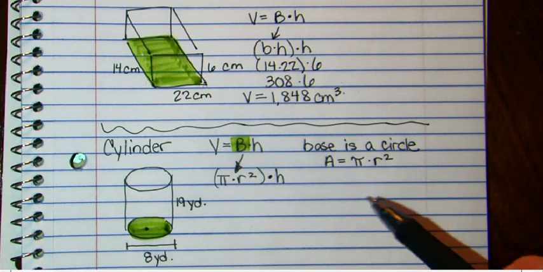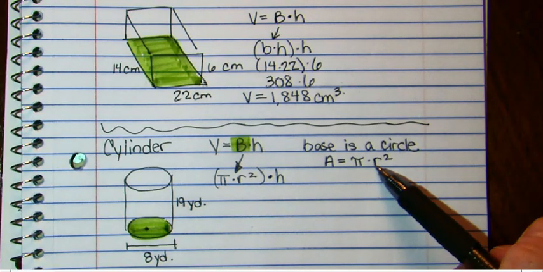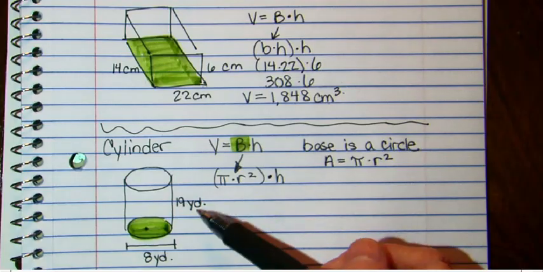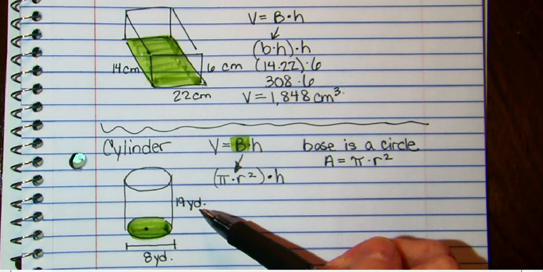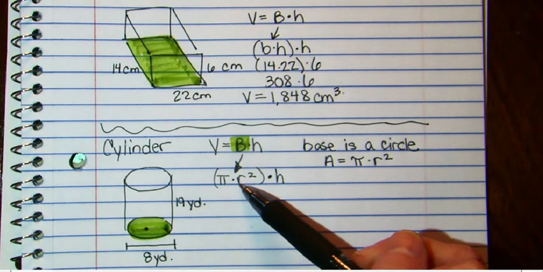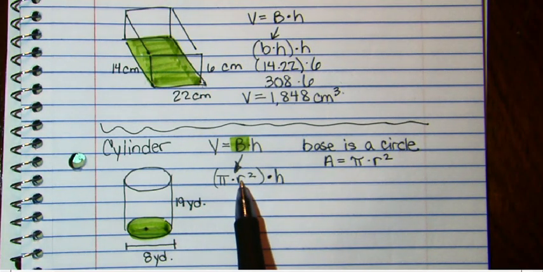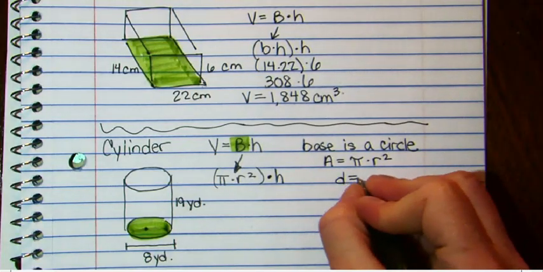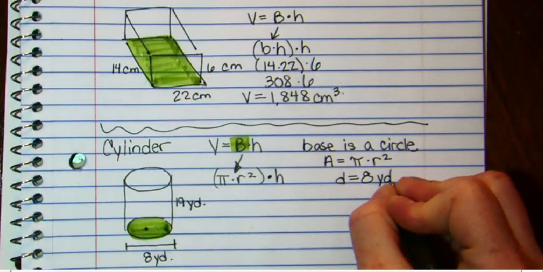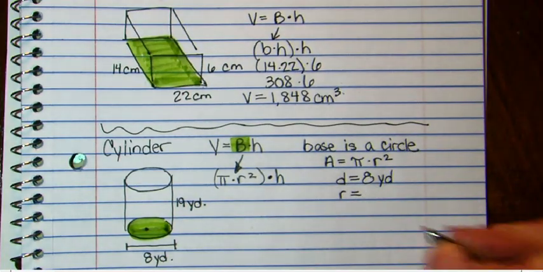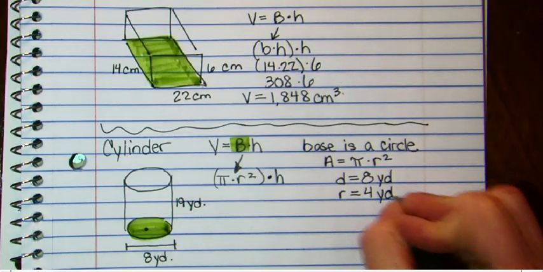Now, the only two things we need in this formula is our radius and our height. We know our height because that's explicitly given to us. That's 19 yards. But we don't know our radius because they gave us the diameter. The diameter is 8 yards. But recall from last week when we did circles and area that the diameter is 2 times the amount of the radius. So if the diameter equals 8 yards, then the radius is half of that. So the radius would be 4 yards.